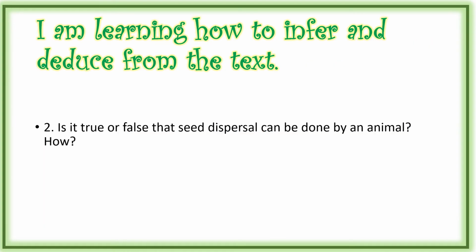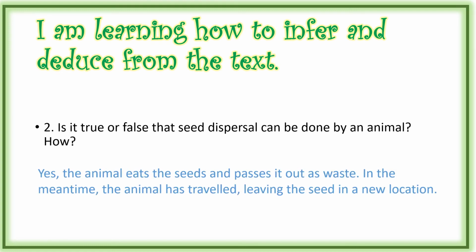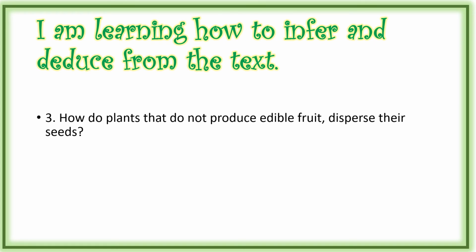Let's answer our question. Is it true or false that seed dispersal can be done by an animal? Yes, the animal eats the seeds and passes it out as waste. In the meantime, the animal has travelled, leaving the seed in a new location. Well done if you got that. Let's try another one. Question number 3. How do plants that do not produce edible fruit disperse their seeds?